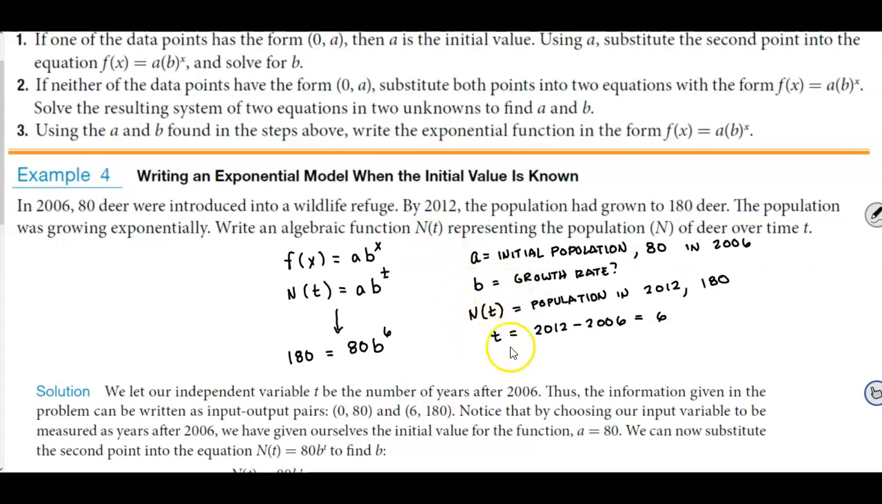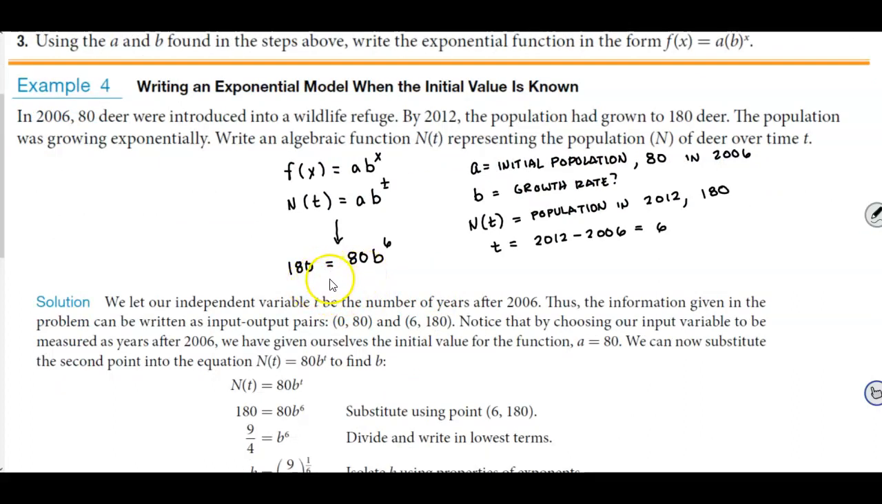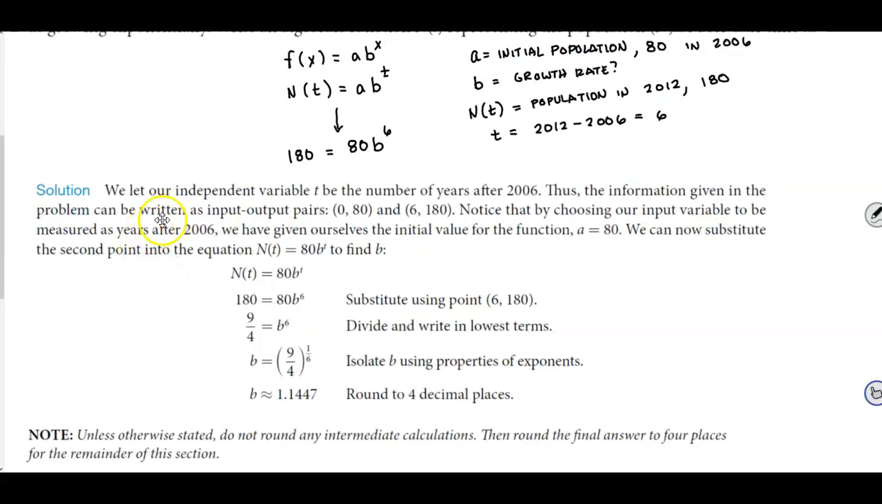But we do know the time. Time is 2012 minus 2006, which is equal to 6. So we end up with this equation: 180 is equal to 80 times b to the 6th. And then we're going to have to solve for b. So let's reread this again. We let our independent variable t be the number of years after 2006. Thus, the information given in the problem can be written as input-output pairs.